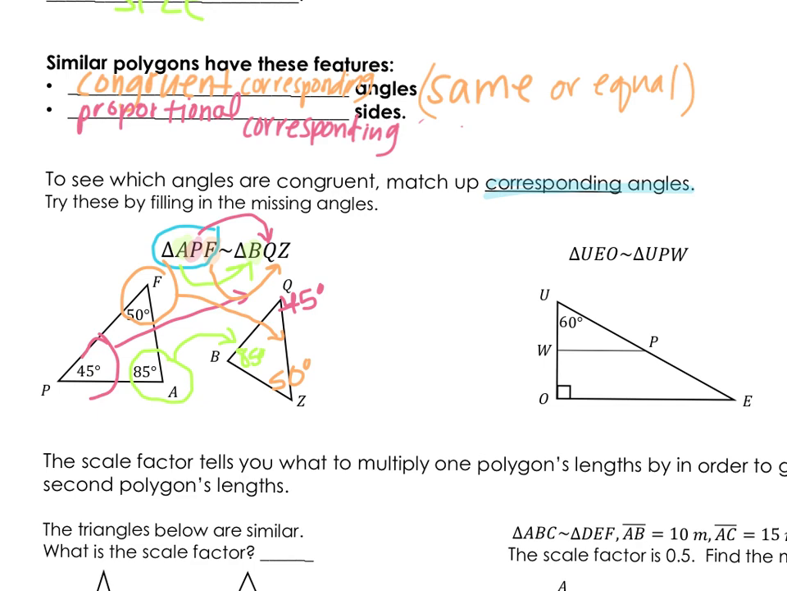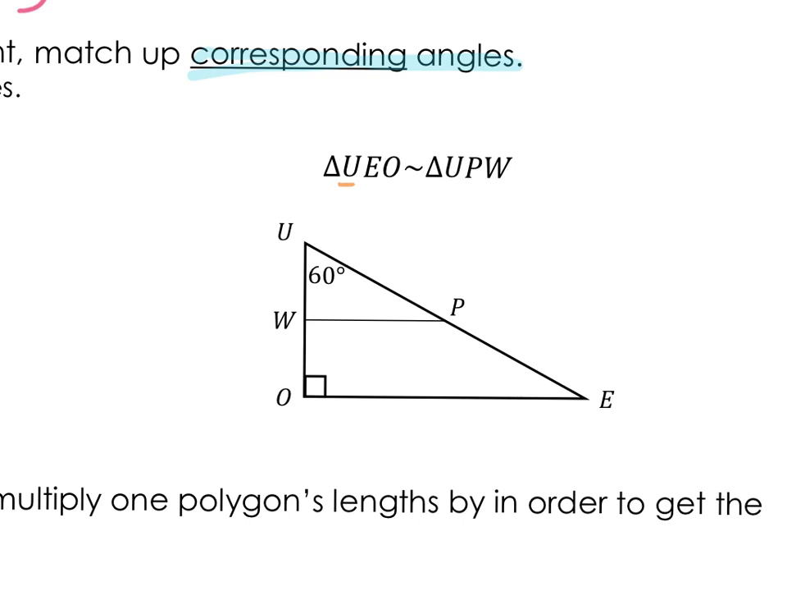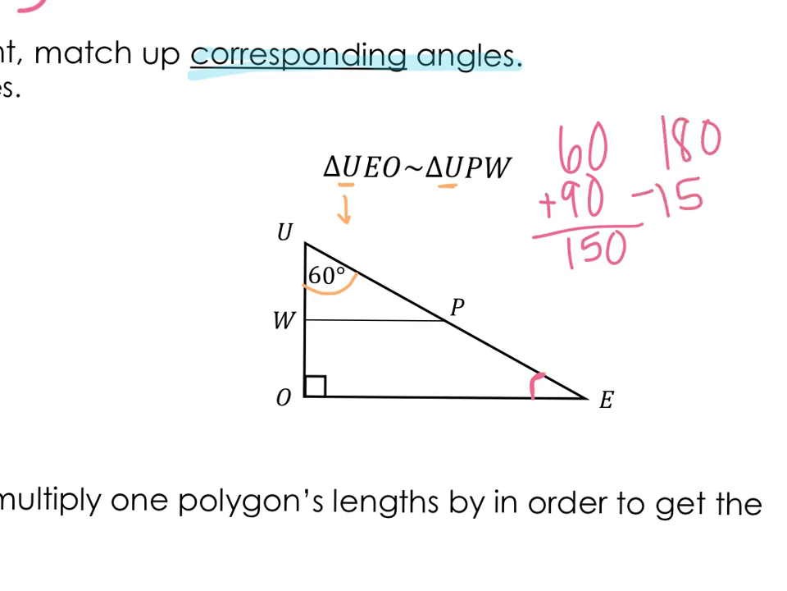Okay, so for this next example over here, we have a triangle inside a triangle. If you look at U, it's in both of them, and it's the same angle in each triangle, so each one is 60 degrees. That is kind of unique, but then we do have to find out what this angle is over here by doing some calculations. We know that the three interior angles of a triangle add up to 180. So if I add 60 plus 90, I get 150. So 180 minus 150 means that E is 30 degrees.